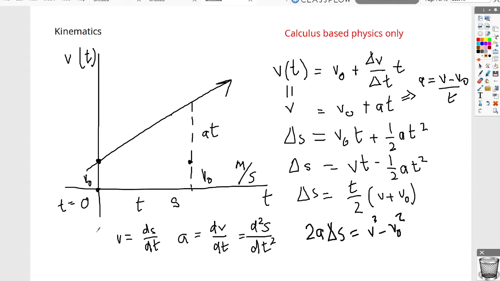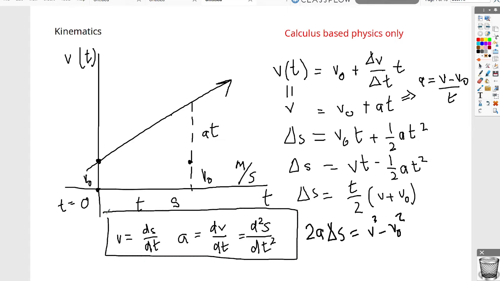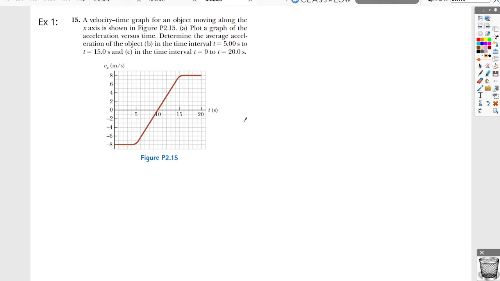Okay, this is how it works. Only two formulas you need to know if it's nonlinear, but most of the time they won't give you the formulas, the rules for s of t, v of t, or a of t. So this is only assuming that v of t is linear and a is constant, of course.